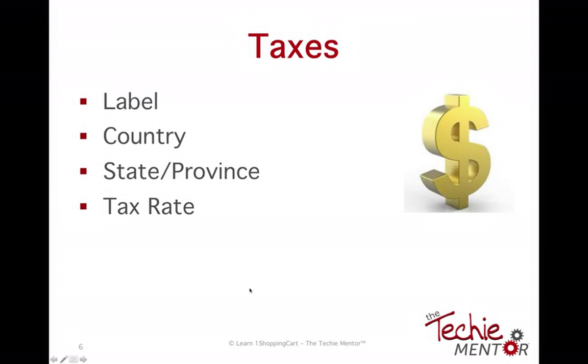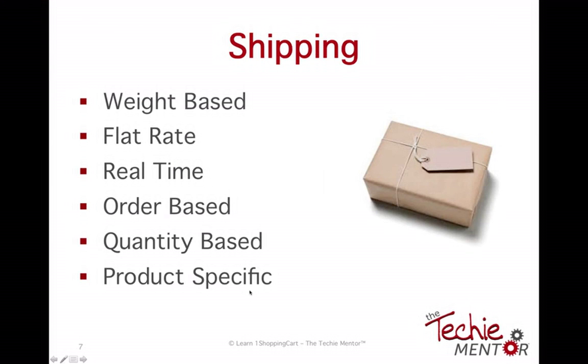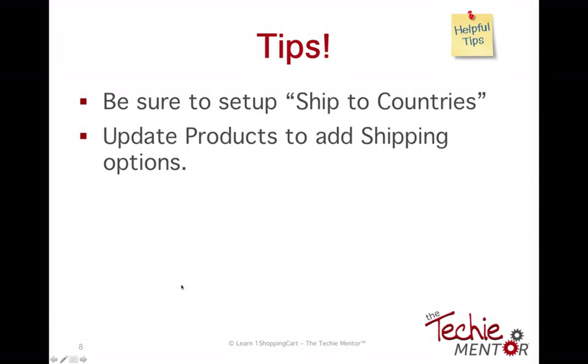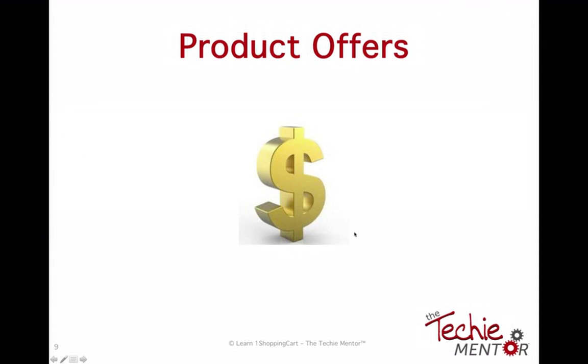Okay. So with that, here are the different types of shipping: weight-based, flat rate, real-time, order-based, quantity-based, and then product-specific. Really make sure you set up your ship to countries so you know where you're shipping to, and make sure you update the products to add the shipping options. Only one option, again, one shipping option. And it really does depend on what your client's looking for, and they may come to you for advice on that. And then you'll need to do kind of your research, if you will, to figure that out. Okay, so any questions on taxes or shipping before we start on product offers?